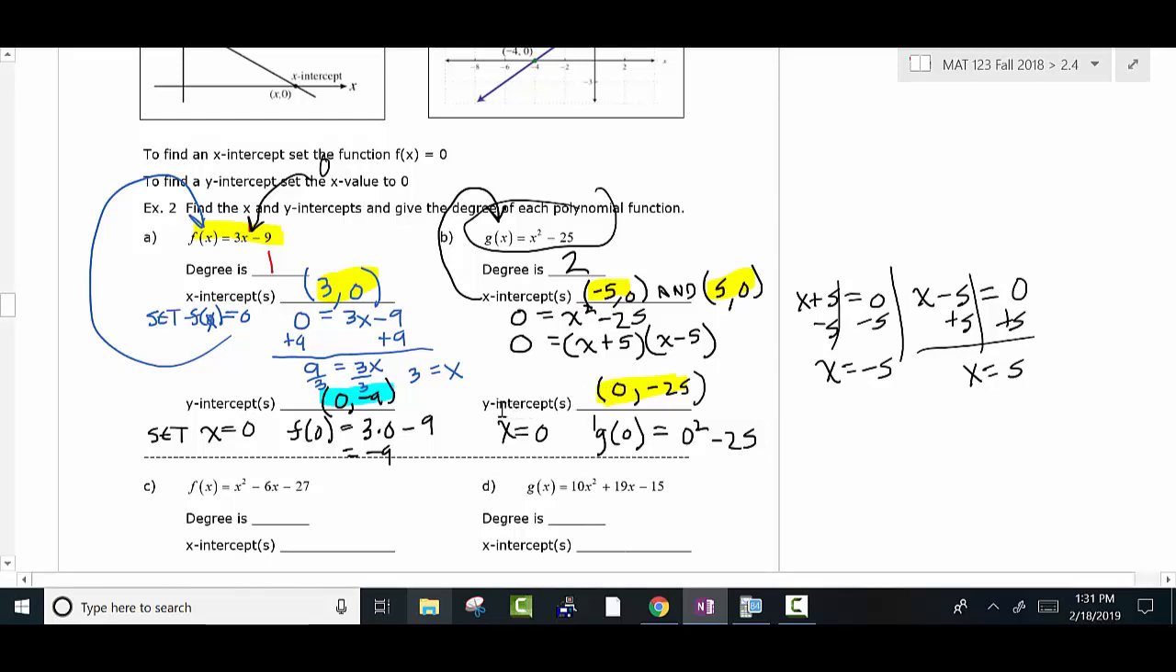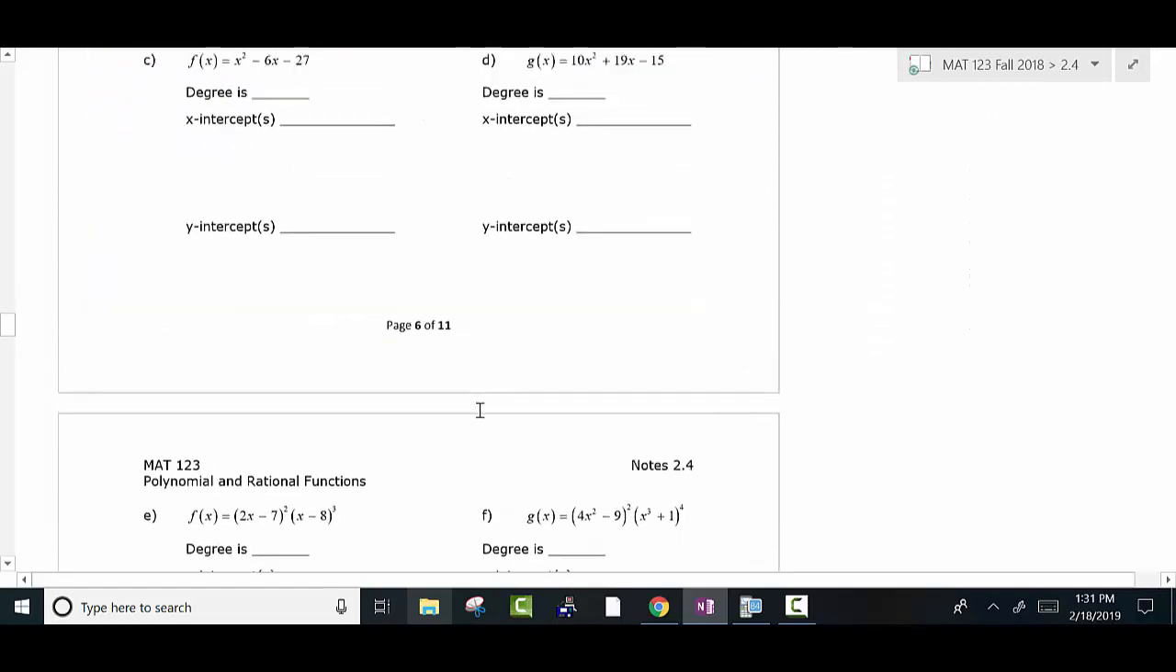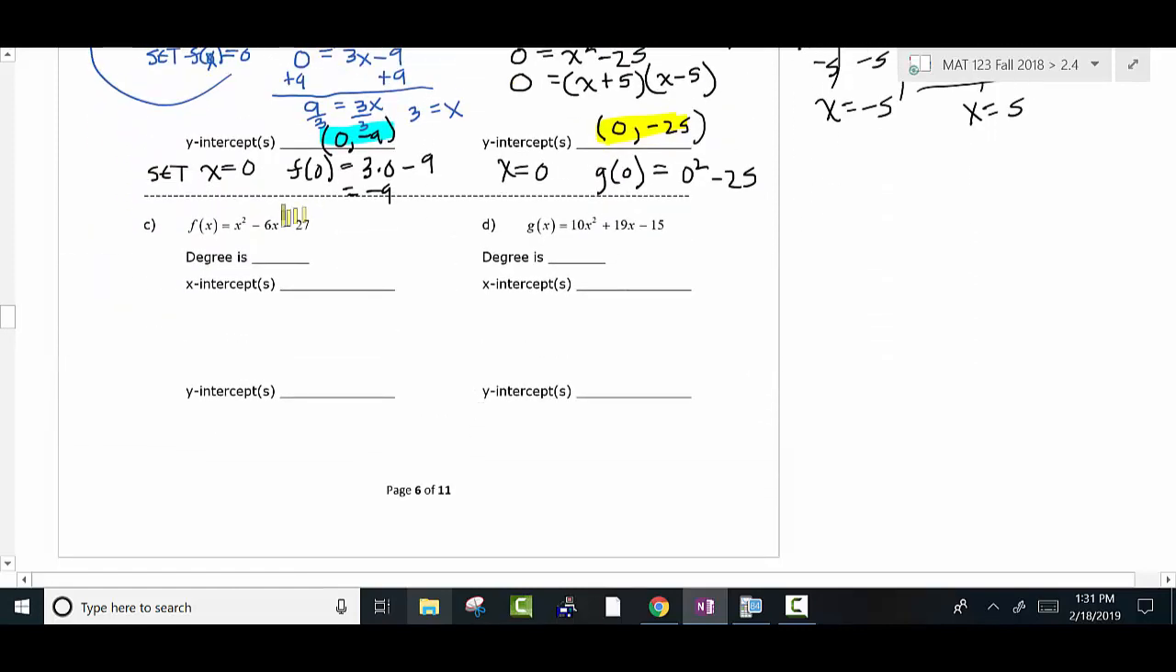Okay, the next two we'll do exactly the same way. So with this one, let's see, the degree on this one is 2. The graph is going to do something like that. Okay, we know that. The x-intercept, you're just going to set the function equal to 0. So we'll have 0 equals x squared minus 6x minus 27. Okay, I think that will factor. It should factor. I'm trying to make these up so they factor.